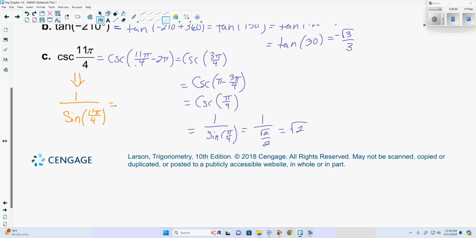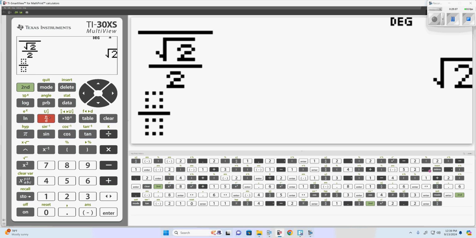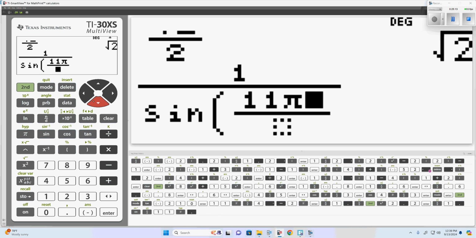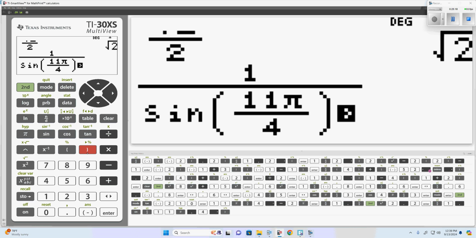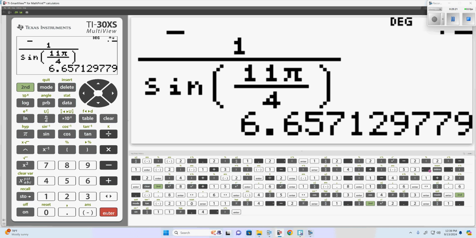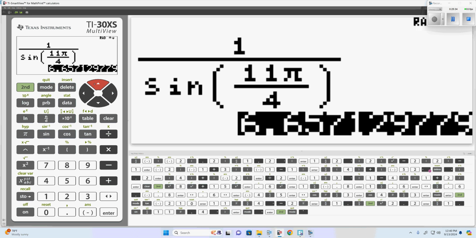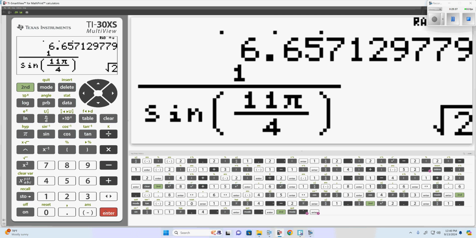Or we can plug it into the calculators: 1 over sine of 11 pi over 4. And what should we get? We should get the same answer, yes? And the answer we should get is square root of 2. And we get... what's our calculator set in? And we put in a radian amount. So we have to be careful.